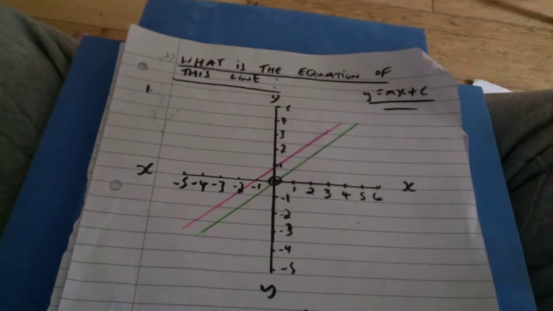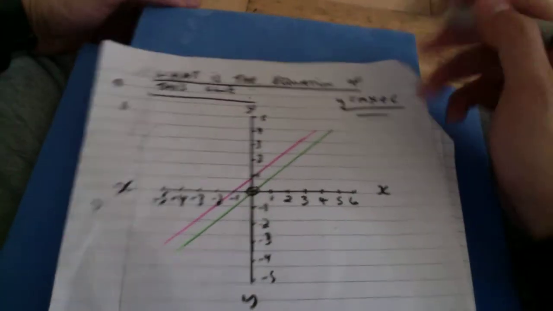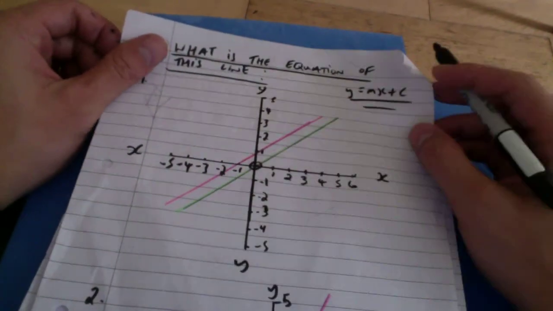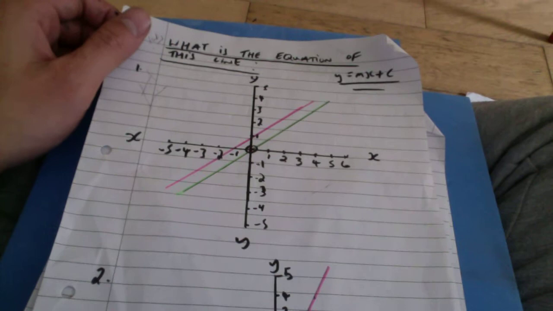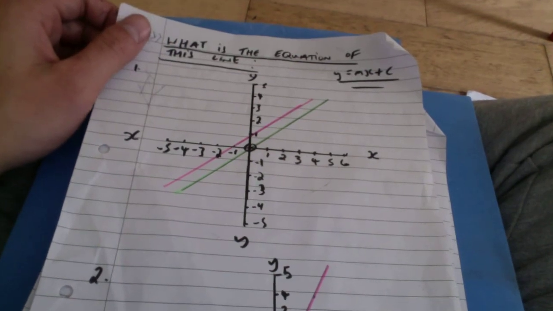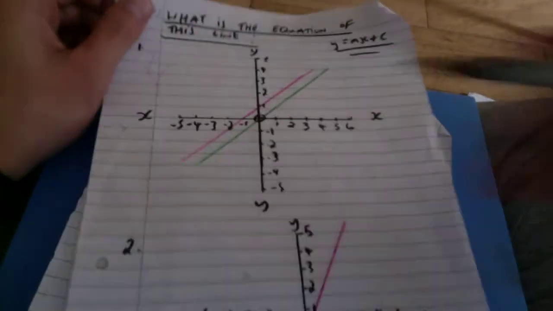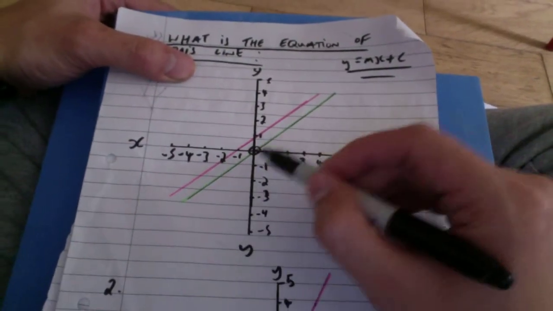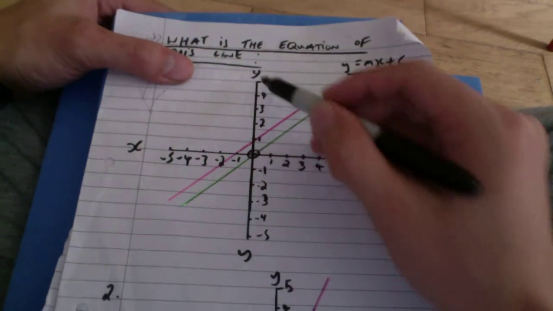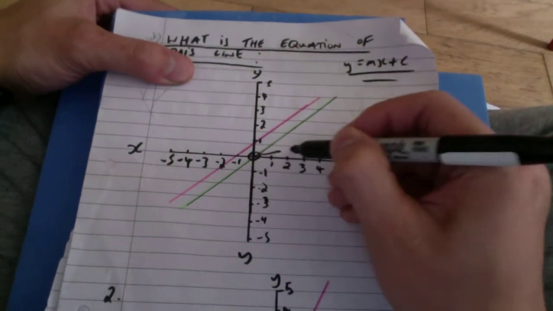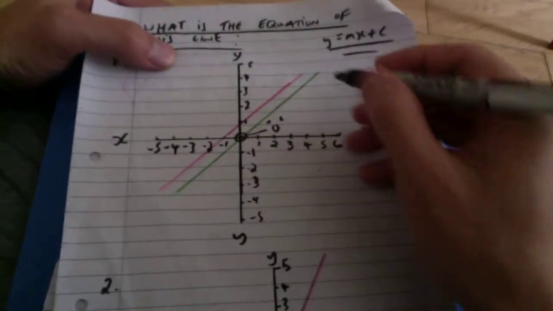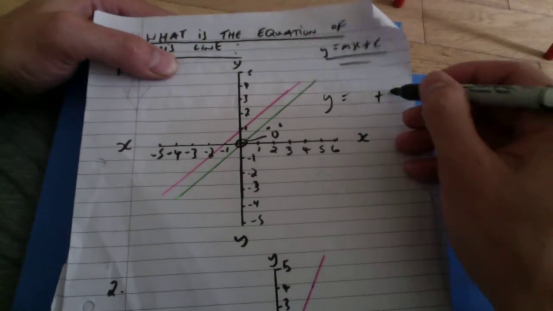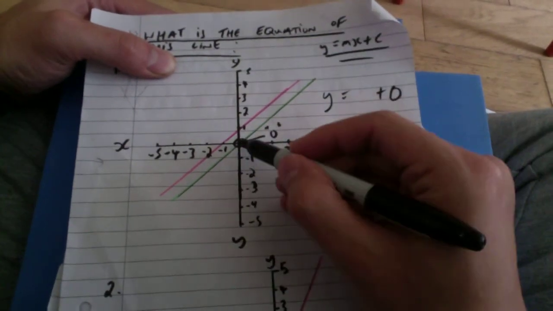Okay. So as you can see, we've got two things going on here. We've got a pink line and a green line. So we're going to try and work out the green line first. As you can see here, the green line cuts across. Can you see where it cuts across the y-axis? 0. So we can already fill out C, which is 0, because it cuts the y-axis at 0.